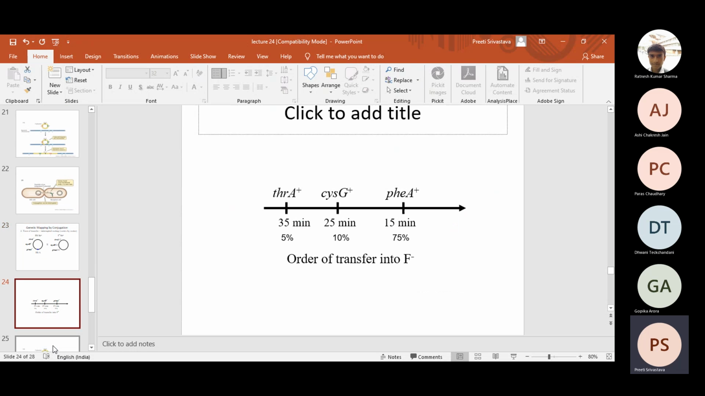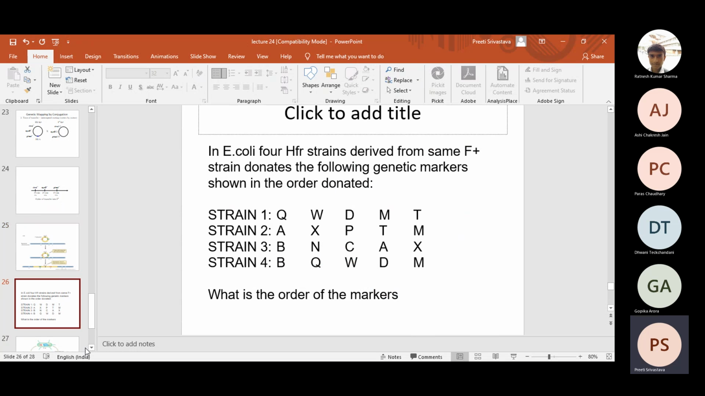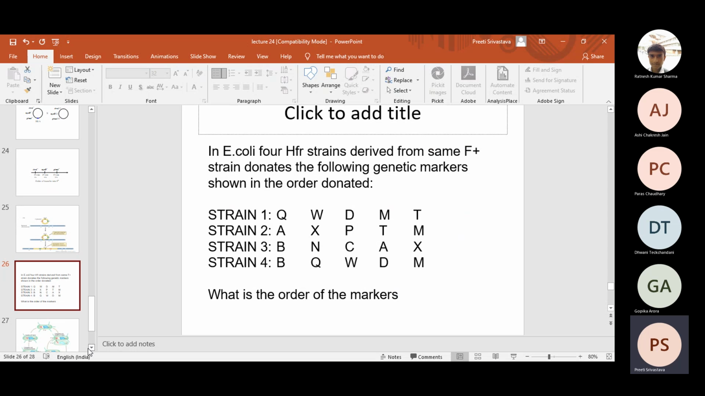The example that I wanted to show you is this one, which you can try solving. Here you have 4 HFR strains derived from the same F plus plasmid. As I told you, this F plasmid can integrate at multiple places. So you have strain 1, strain 2, strain 3 and strain 4, and now you need to determine the order of markers in the chromosome. Just note it down and then try solving it.